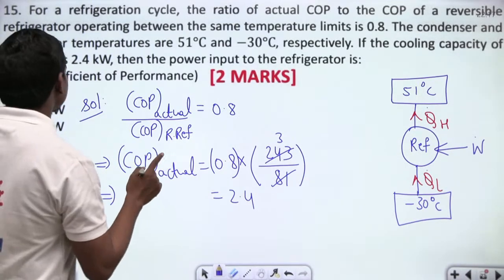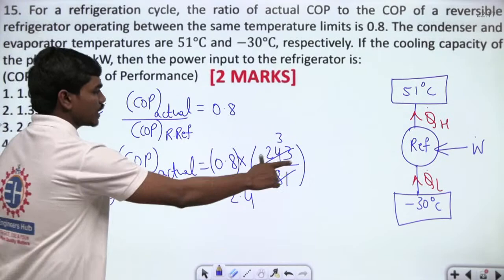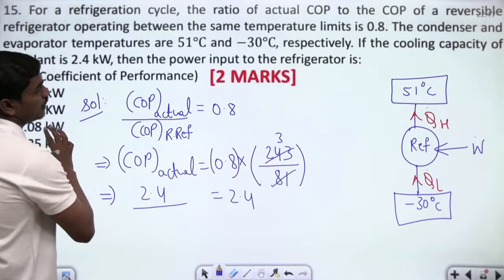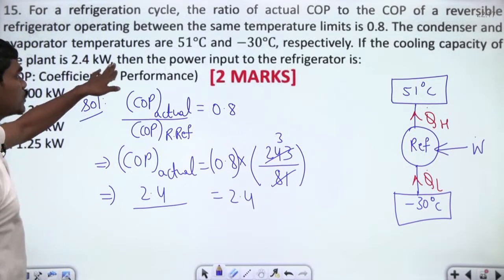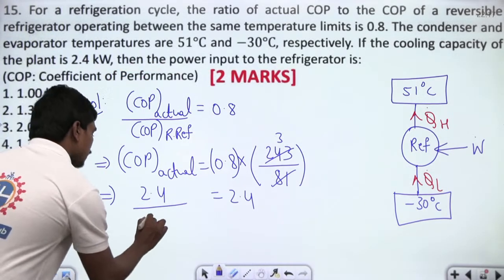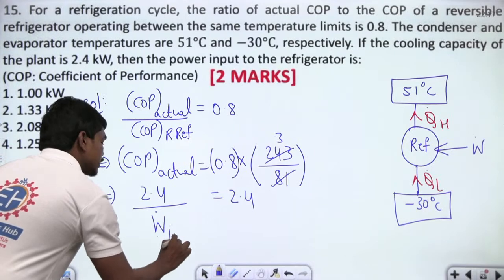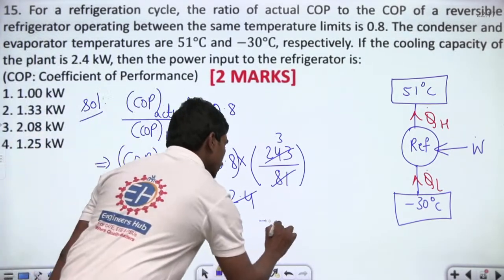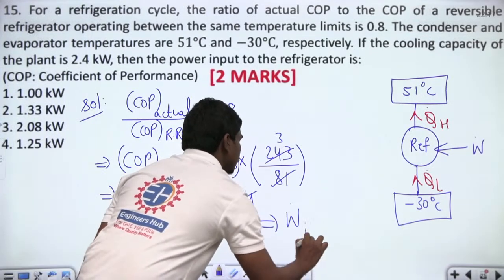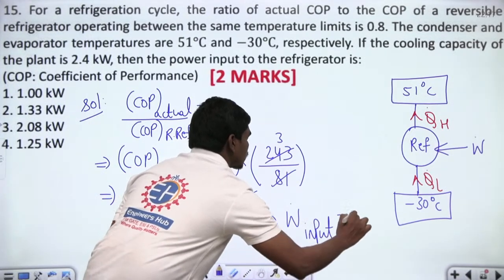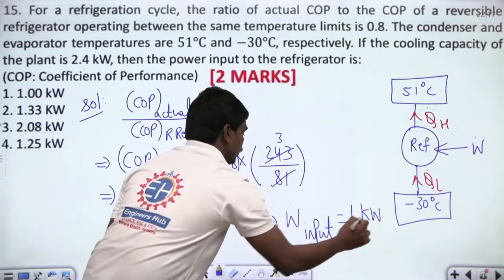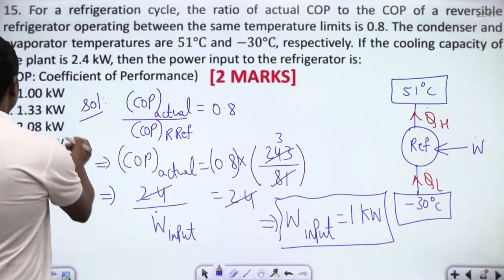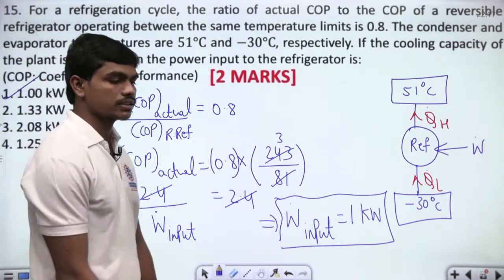If the cooling capacity of the plant is 2.4 kilowatts, then the power input to the refrigerator, so W dot in, that is what they are asking you for, correct? Since 2.4 and 2.4 get cancelled, your W dot input, which means the power that you require for this actual refrigerator to run, is 1 kilowatt. Okay, so this is the actual power that you require here in this case. So 1 kilowatt is there in the first option, so that's the correct answer here.